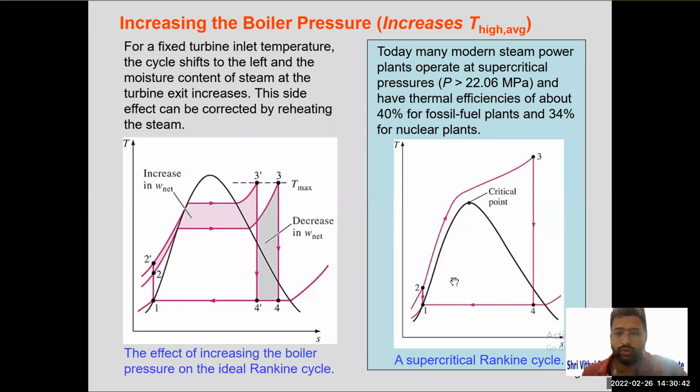Okay, so draw this diagram also. Supercritical Rankine cycle. You can show the saturation curve, critical point, and if the boiler pressure is above the critical point, this will be a supercritical Rankine cycle. So please draw, otherwise you will not be able to recollect at the time of examination.